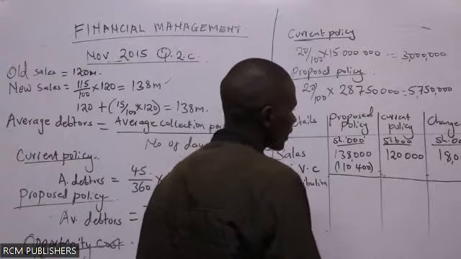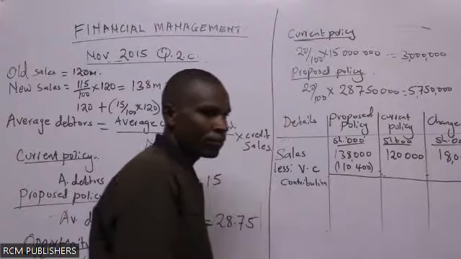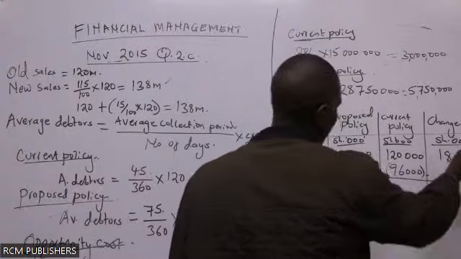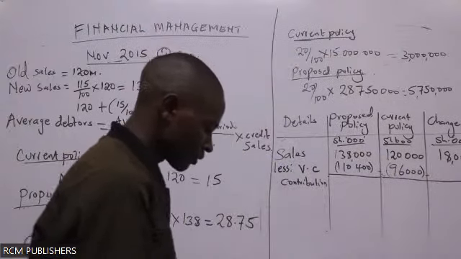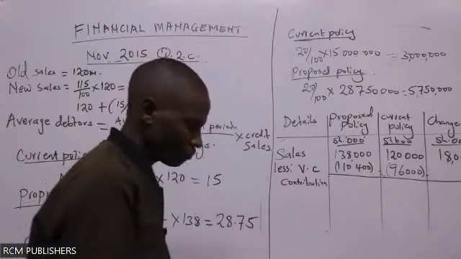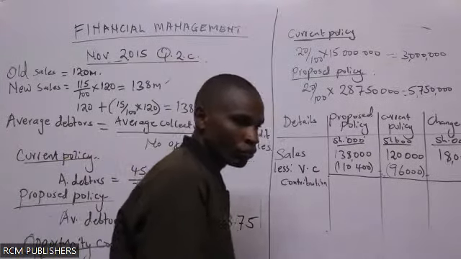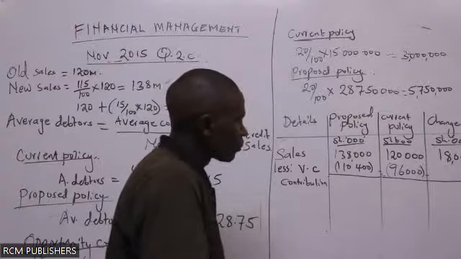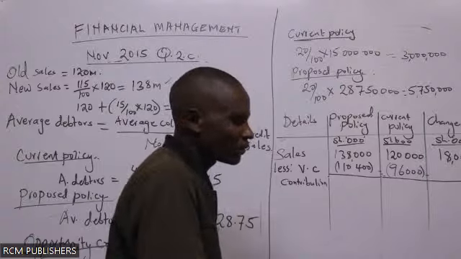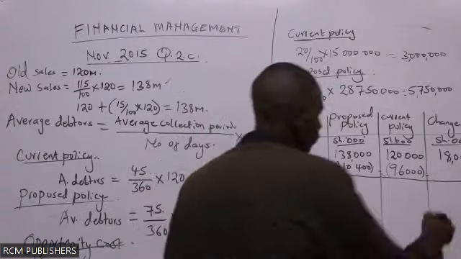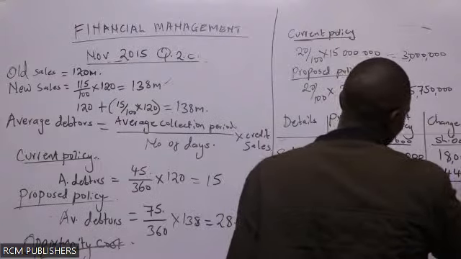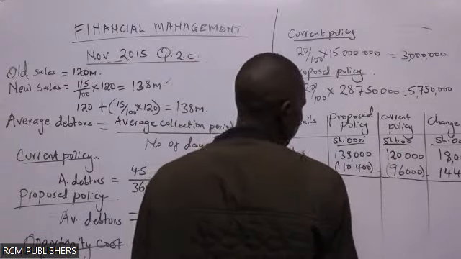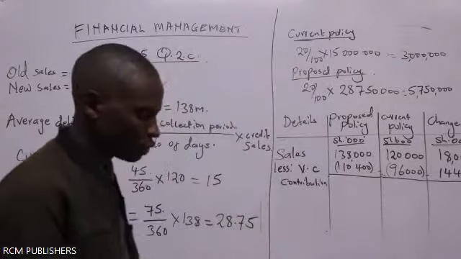What about for the current policy? Current policy 96,000. Give me the change. 110,400 minus 96,000. Pata ngapi? 14,400. Give me the contribution. You less 138 minus 110,400. Contribution. You get contribution.